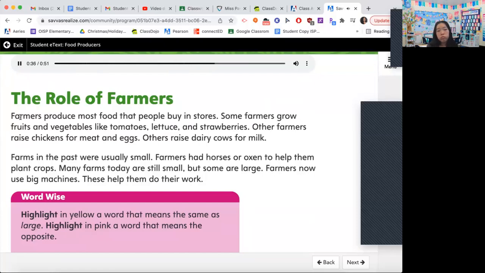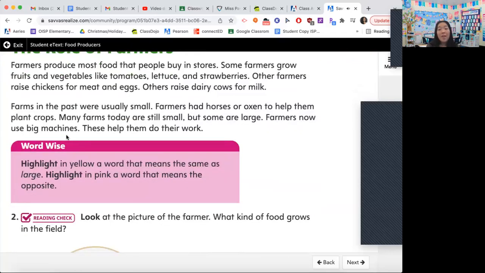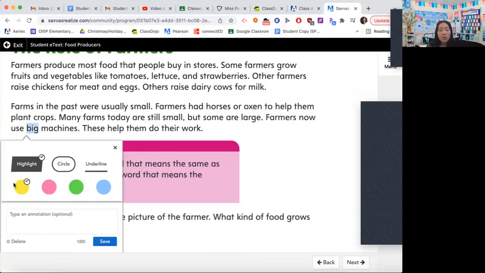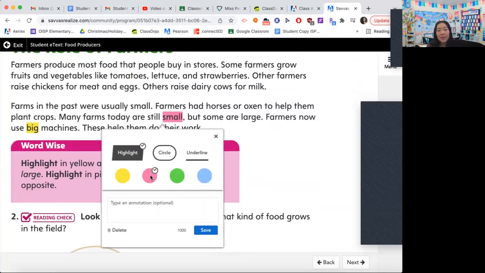Word-wise. Highlight in yellow a word that means the same as large. Highlight in pink a word that means the opposite. Reading check. Look for a reading check after. Very good. Big is another synonym for the word large. And then highlight in pink a word that means the opposite of big. What would be the opposite of big that we see in this paragraph? Very good, Maylee, Danica, and Ava. Small. So I'm going to highlight that in pink.